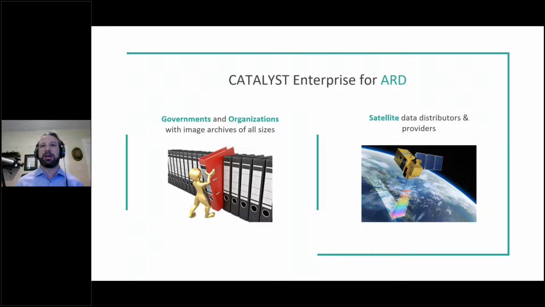this analysis ready data. Now, on the other side of the equation, we have the satellite distributors and providers of newly acquired imagery. So you can imagine the ability to, say, stand up our Catalyst Enterprise in the cloud and build an automated pipeline where the data comes through, you perform certain levels of processing, and then we bring it to the point of analysis ready data. And now you have a value added product that you can either distribute or make available through your cloud services or different platforms.